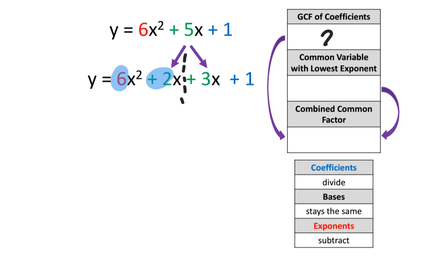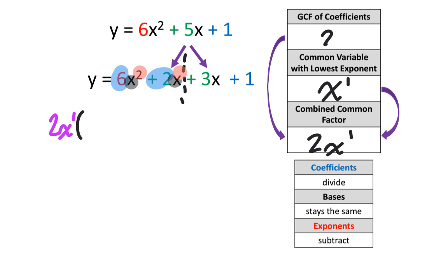Next, if you want to find the common variable with the lowest exponent, both these terms contain the variable of x, so I'm going to write that down. Next, the lowest exponent that we have here actually is a hidden 1. I'm going to write an exponent of 1 right over here. We are now going to take 2 and x to the power of 1 and combine them down here. So that becomes 2x to the power of 1. I'm going to take that 2x to the power of 1 and place it over here.